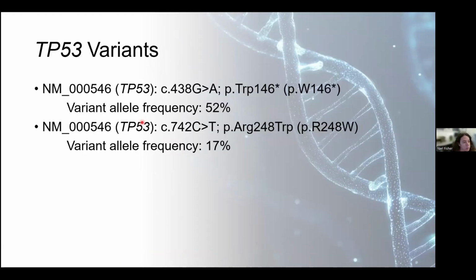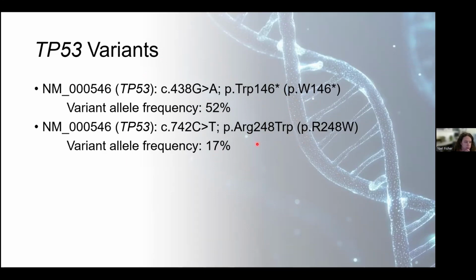And indeed, we saw two types of variants in p53. So the first variant we identified was a truncation variant, a termination after residue 146, and this was seen in 52% of the reading sequences. And another variant was a missense variant, also a known pathogenic variant in p53, and this was seen in far lower frequency.